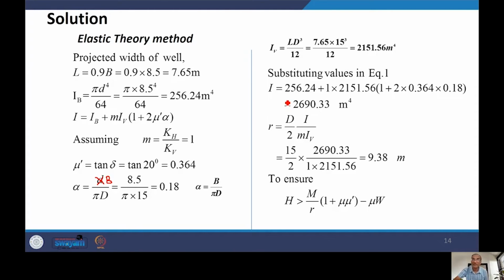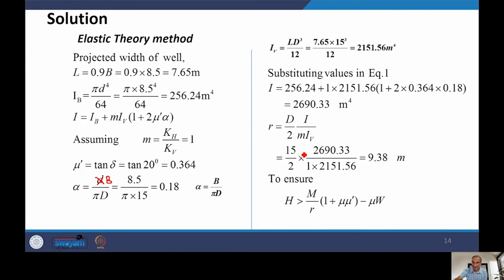So this was the value of I, and now we use this I for further calculation. Let's say the radius R is d by 2 into I by M IB. Once you put in the numbers, d equals 15 meters, which is the depth of the well, over 2, with I and M IB also given. In that case, you get this radius equal to 9.38 meter.